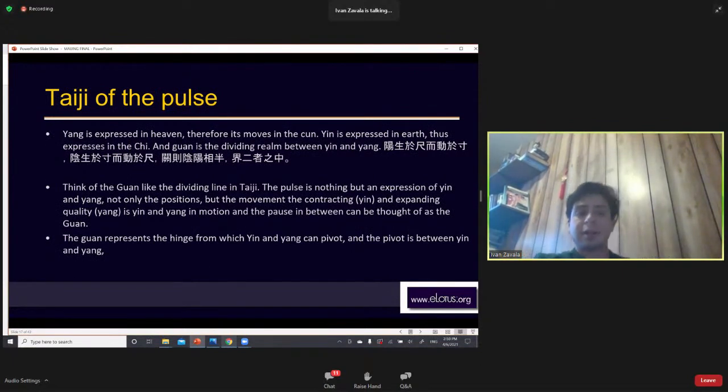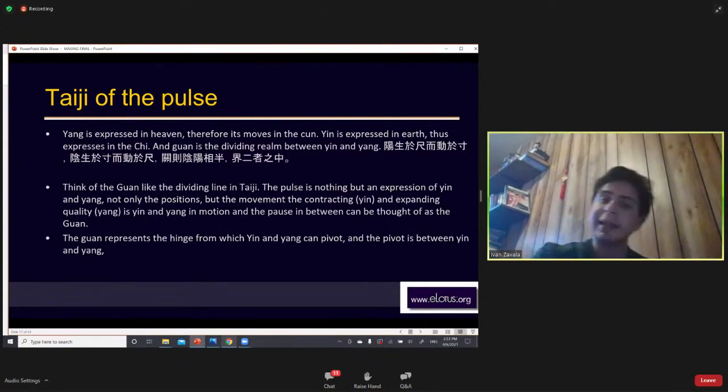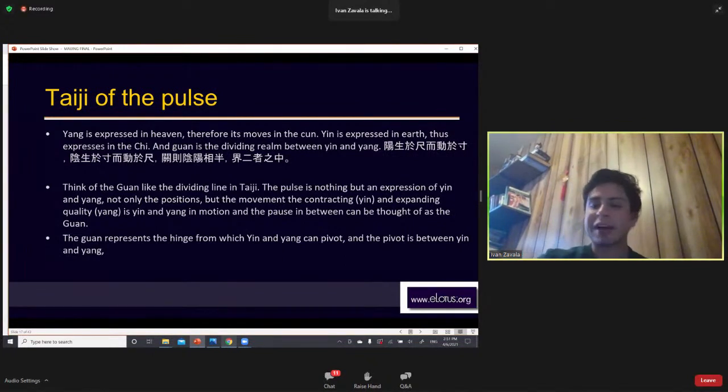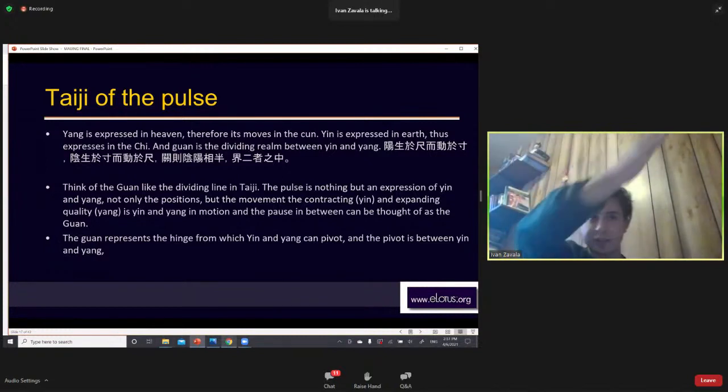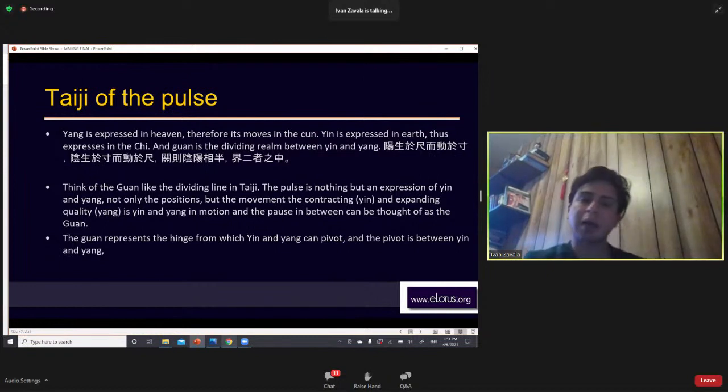Now, this is the concept of Taiji, the pulses. Yang is expressed in heaven, therefore it moves in the Chun. Yin is expressed in earth, thus expresses in the Chi. And Guan is the dividing realm between yin and yang. Think of the Guan like a dividing line in Taiji, you see, because we have yang rising on the left, yin descending on the right, and then there's the dividing, fluctuating ebb and flow of the middle line, right? That pulse, the pulse is nothing but an expression of yin and yang. Not only the positions, but the movement, the contracting yin and the expanding quality yang is yin and yang in motion. And the pause in between can be thought of as the Guan.